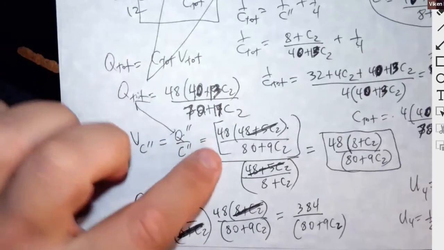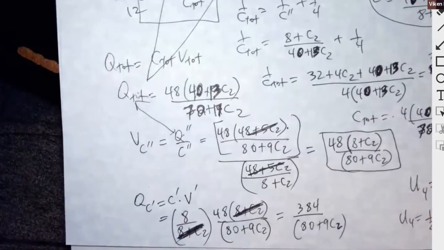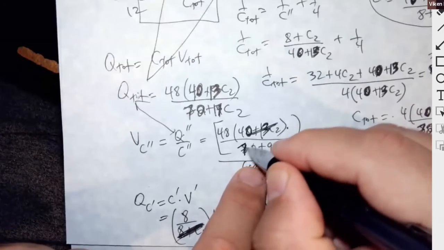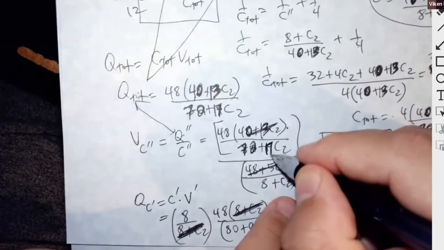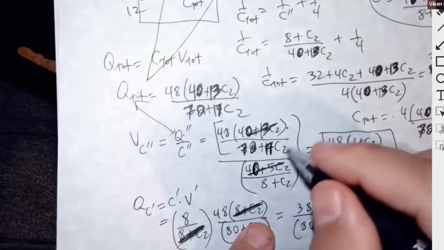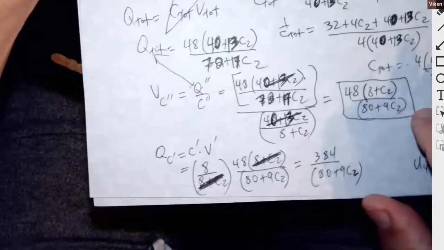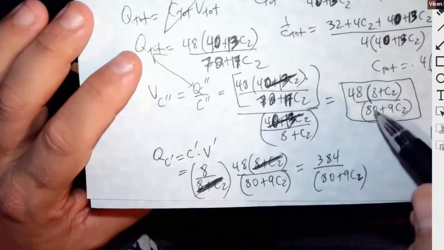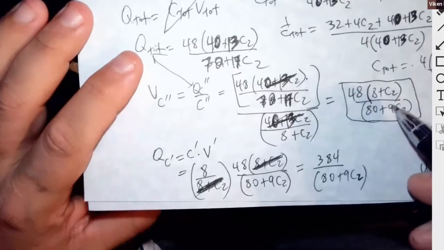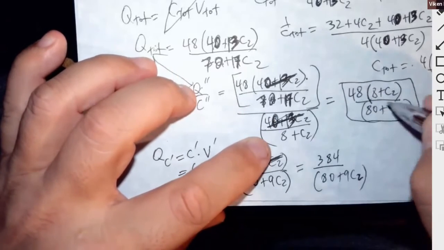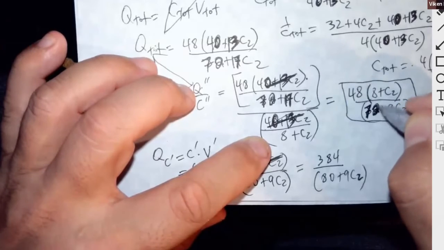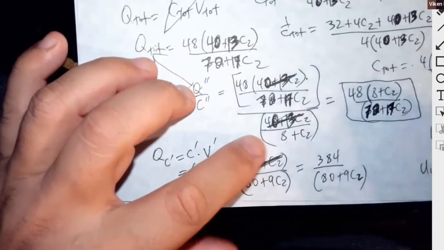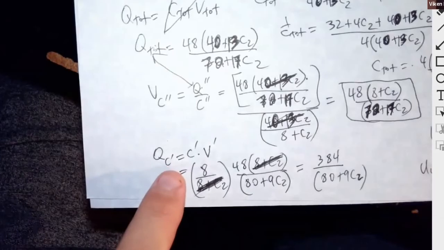Okay, then you're going to have this number by this number. Oh, okay, so then you're going to take this one, 40 plus 13, 72. Then you're going to have similar cancellations. And then divided by C double prime, 40 plus 13, over 8 plus C2. So the 4 plus 13 will cancel, and then you're going to have 48, 8 plus C2 over 48, C2 over 72. Plus 17.